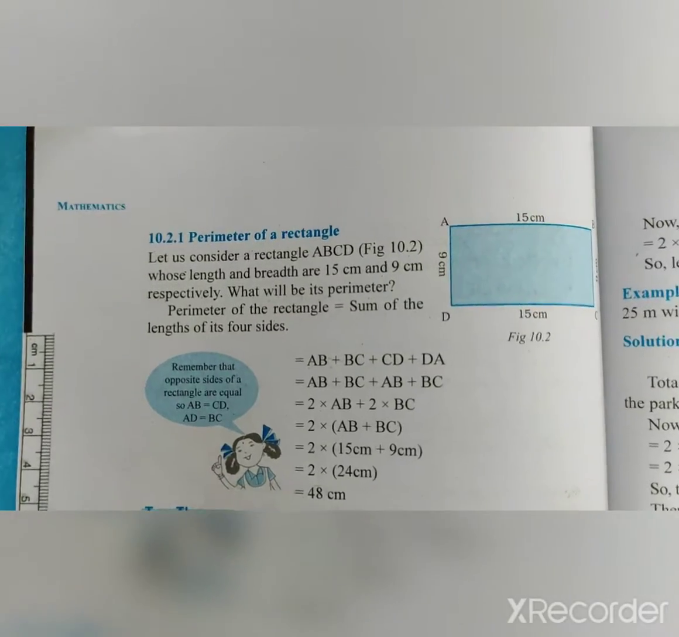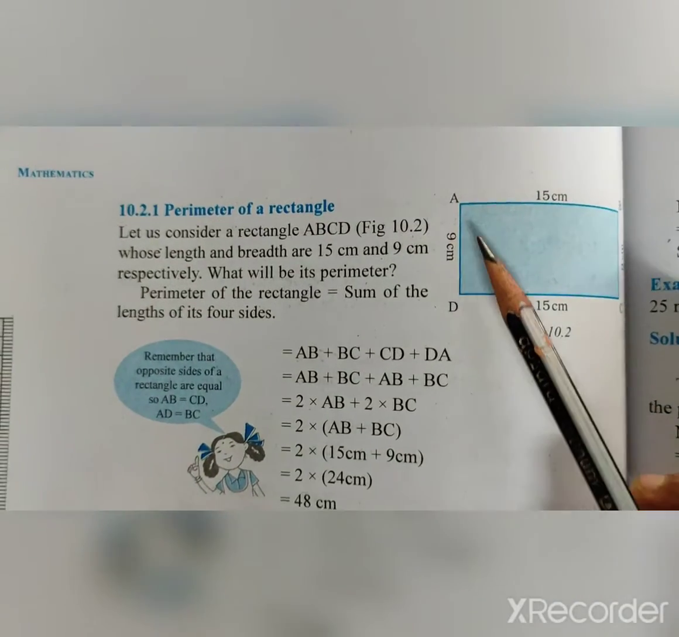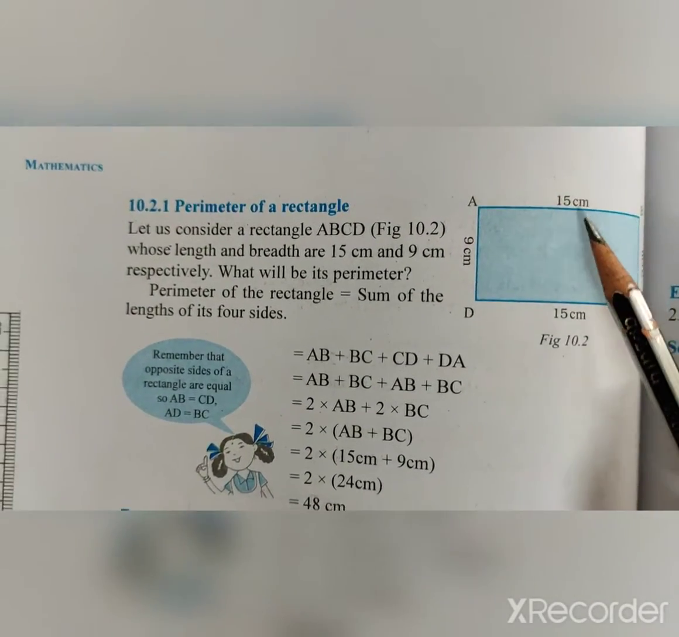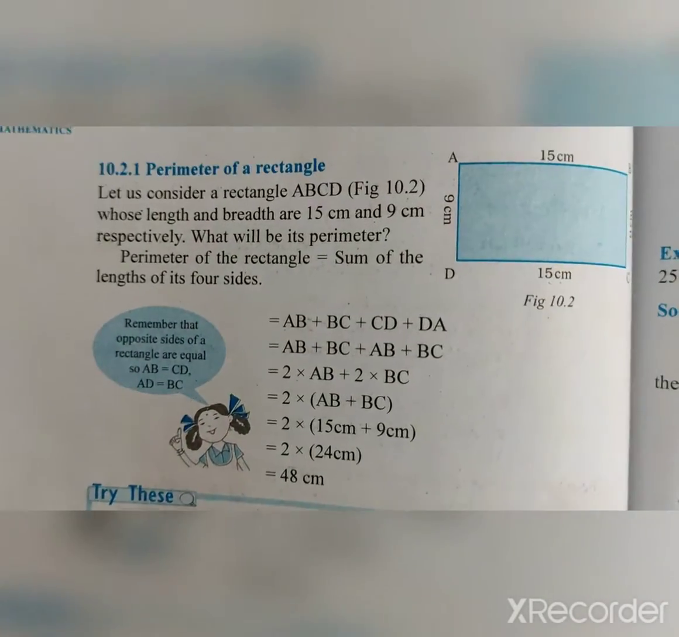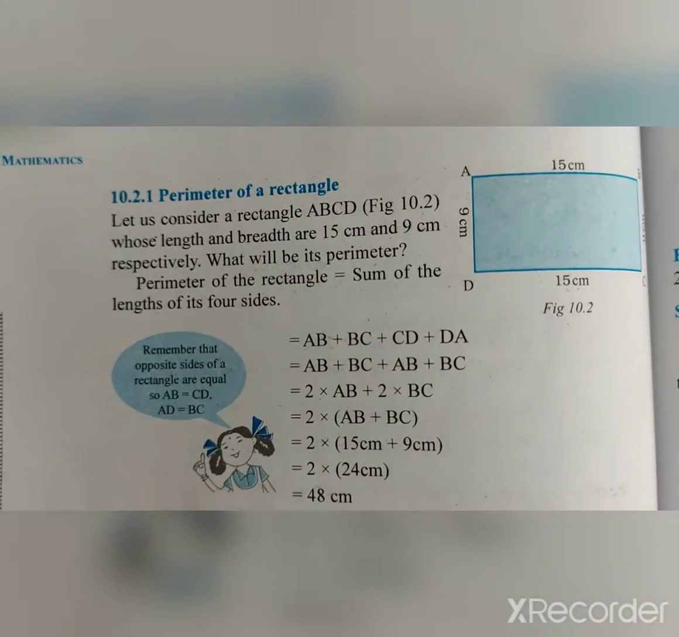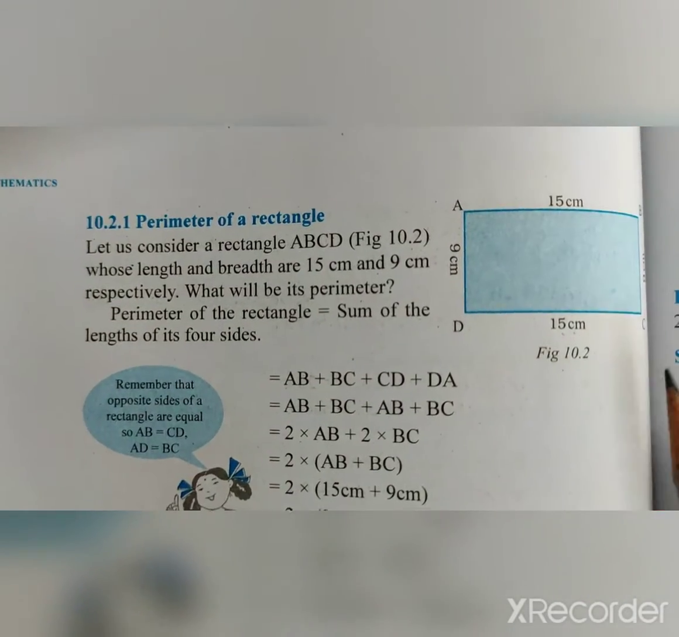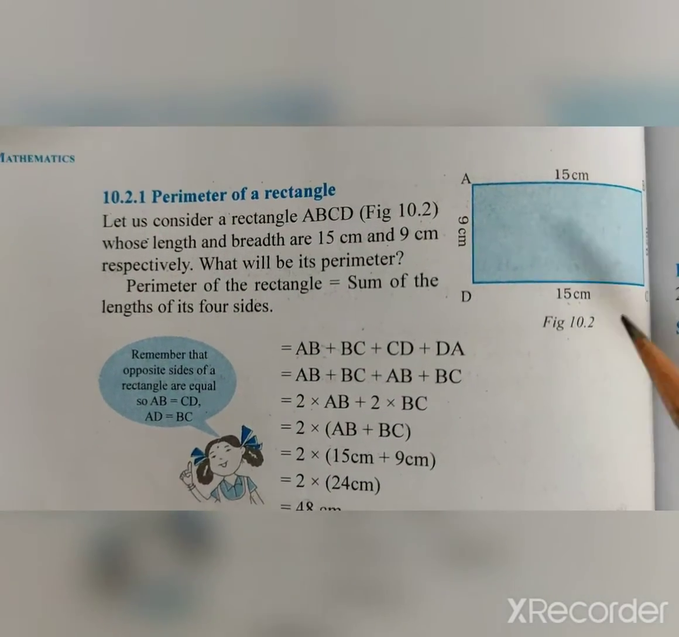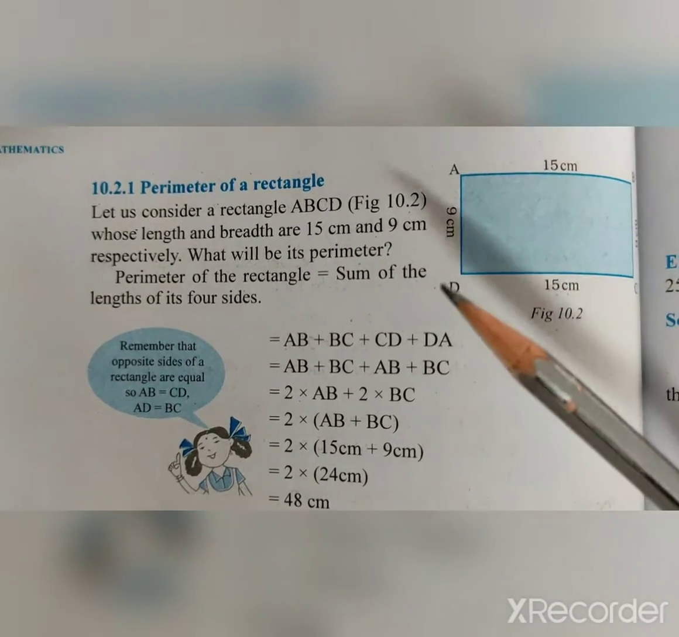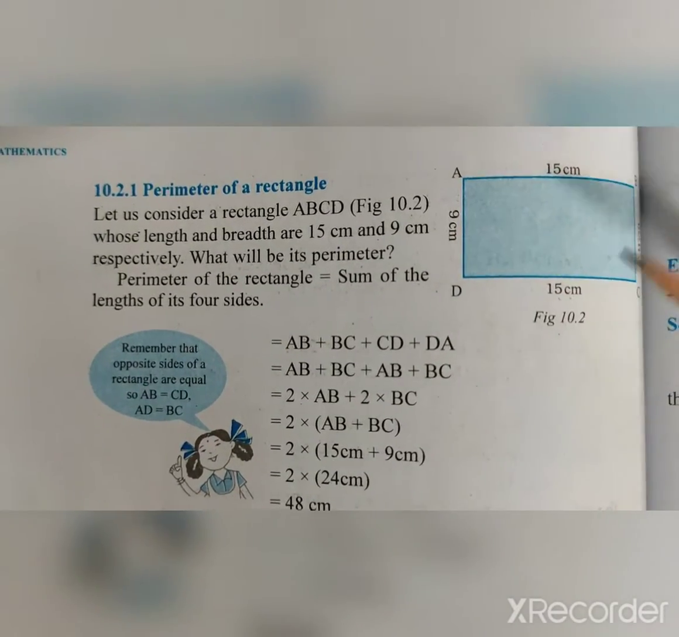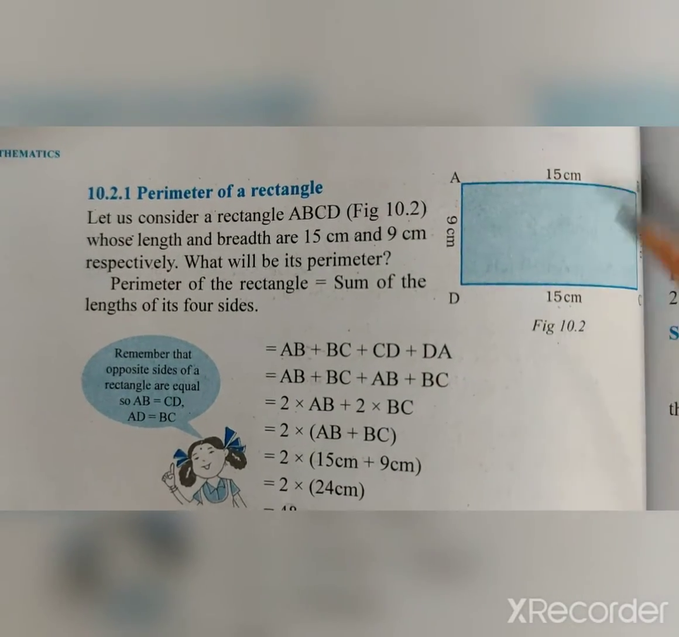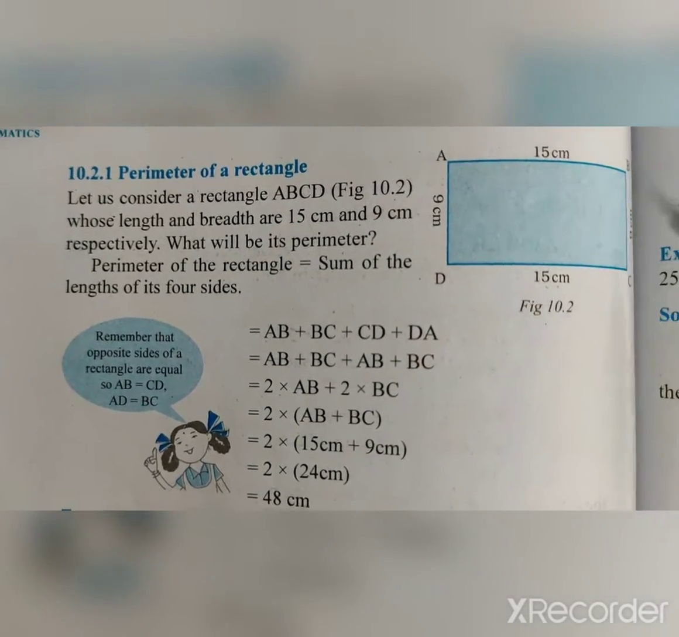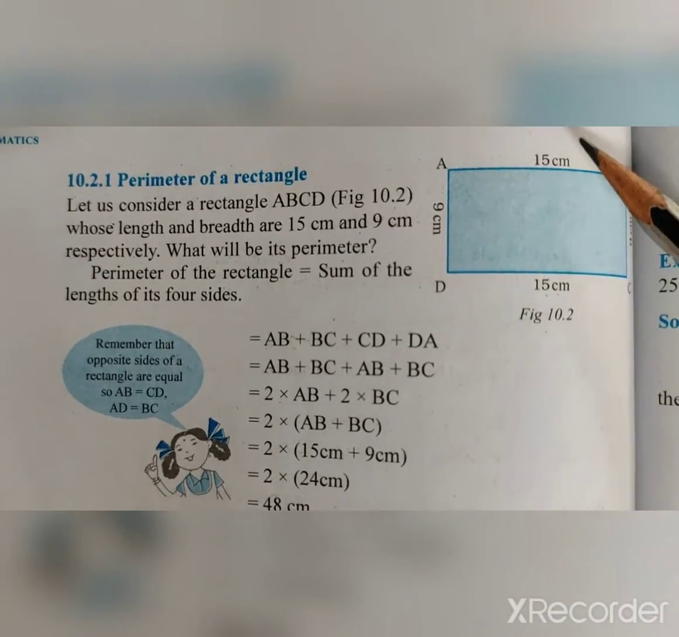Now perimeter of a rectangle. You can see the shape of this. Opposite sides are parallel and equal, and each angle is 90 degrees. Let us consider a rectangle ABCD whose length and breadth are 15 centimeter and 9 centimeter respectively. What will be its perimeter? Perimeter of rectangle is the sum of all sides. We know the property of a rectangle: opposite sides are parallel and equal. So 15, 15, 9, 9. So we will add all the sides.